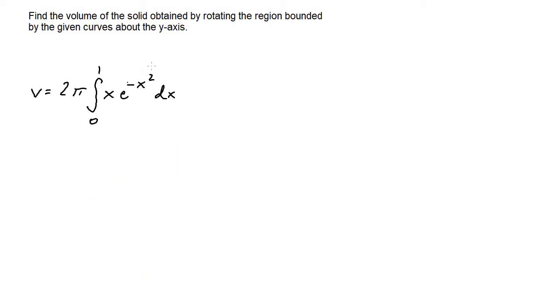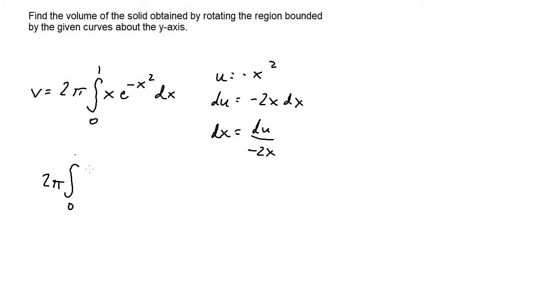Now in order to evaluate this, we can just use u substitution. So if u equals negative x squared, then du, or the derivative of negative x squared, is negative 2x dx. If I isolate dx, dx equals du over negative 2x. If I go ahead and plug everything back into the integral, we have 2 pi times the integral from 0 to 1 of x times e to the u, because I made u negative x squared, and then times dx, which is equal to du over negative 2x. So the x's will cancel, and a negative 2, or negative 1/2, can come outside of the integral.